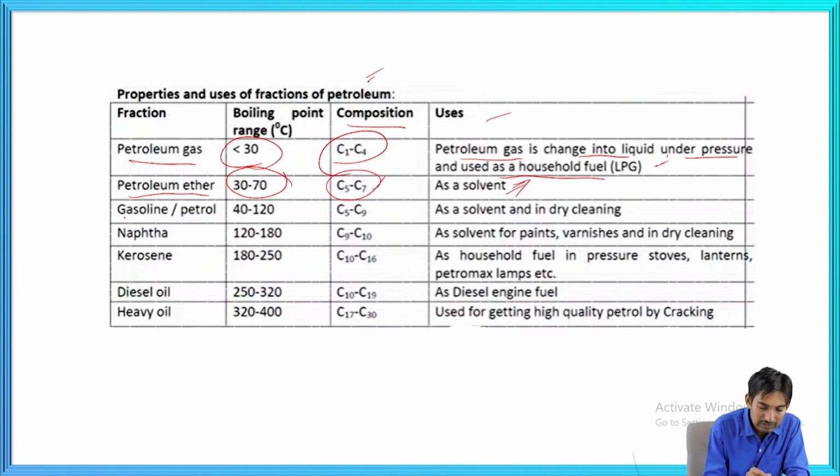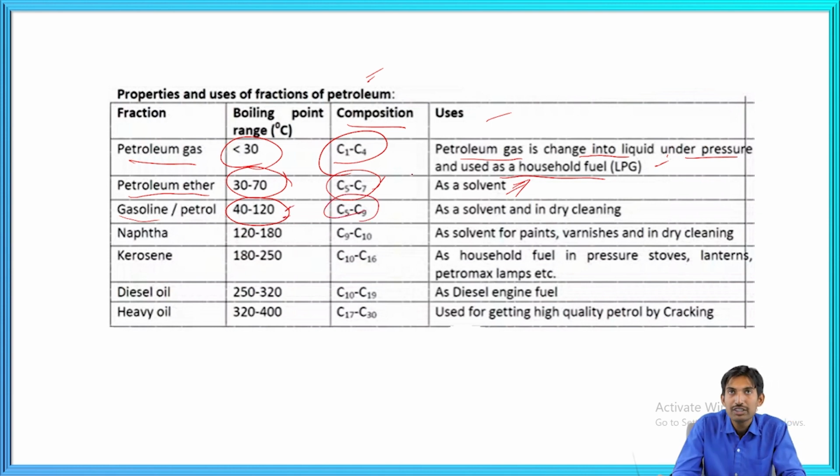The next one is gasoline or petrol. This fraction has a boiling point of 40 to 120 degrees centigrade. It contains the composition C5 to C9. It can be used as a solvent, and in dry cleaning we can use petrol.